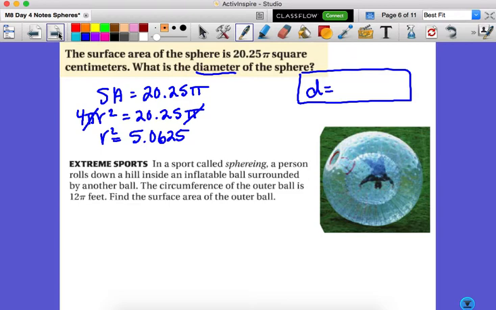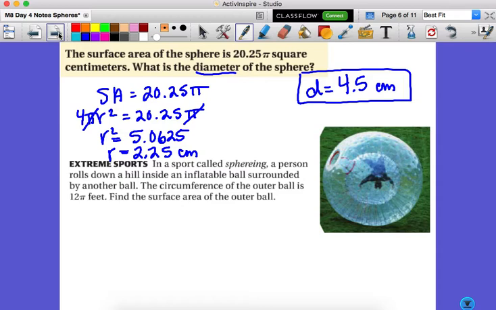So now I'm going to take the square root of that answer, and my radius comes out to be 2.25 centimeters. Now, since that's the radius, we have to double that to get the diameter. So the diameter would be 4.5 centimeters.